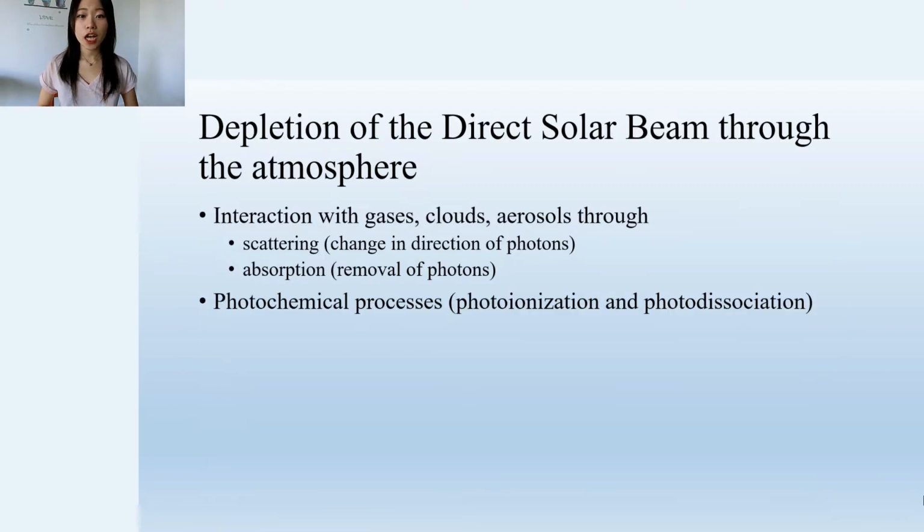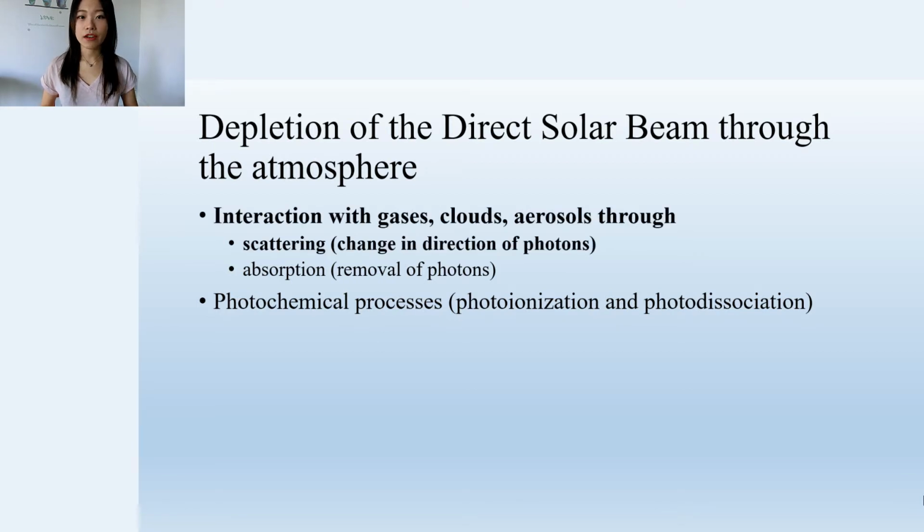When the solar radiation comes into our atmosphere, there are different processes that can happen. First, it can interact with the particles in the atmosphere, such as gases, clouds, and aerosols, through scattering or absorption. It can also have chemical reactions, such as the photochemical processes. In this video, we'll focus on the scattering of the solar radiation. We'll discuss what will happen when the solar radiation scatters from air molecules, particles, and clouds.